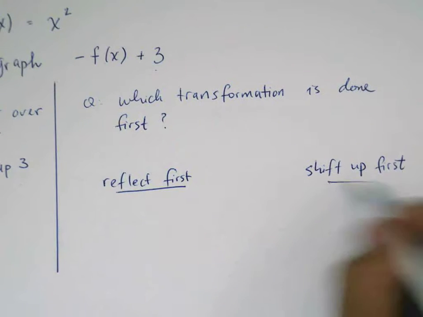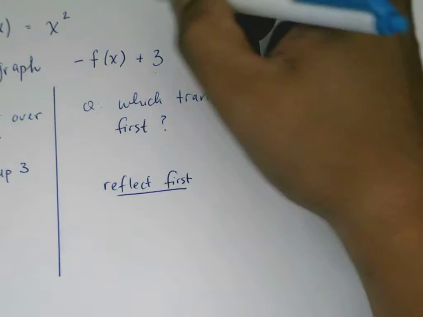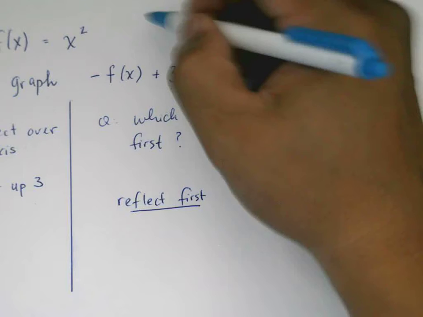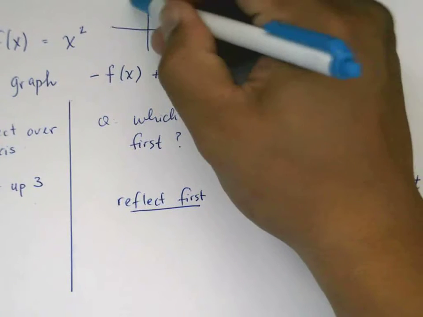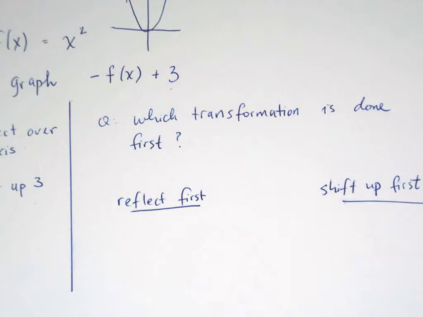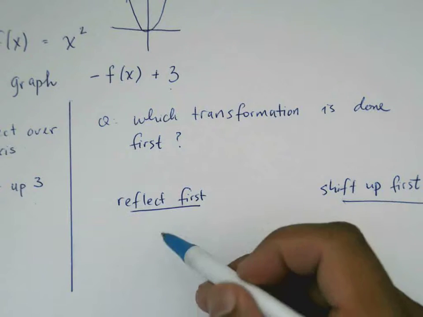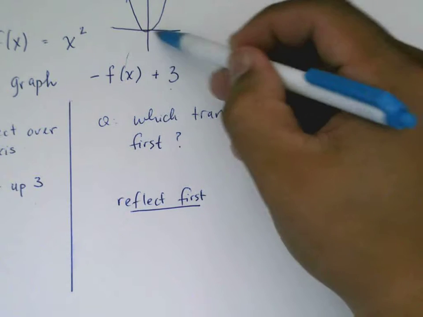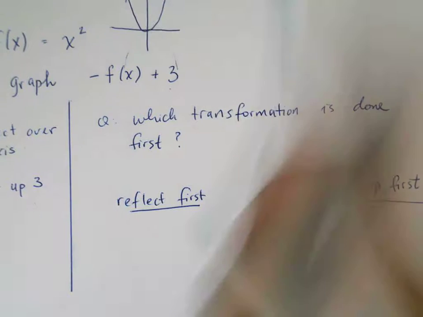If you look at the original function f of x equals x squared, then the graph of this is just a parabola with a vertex at 0, 0. And if we were to reflect it first, this parabola would get flipped this way, and then we moved it up 3 units. So it would look like this.